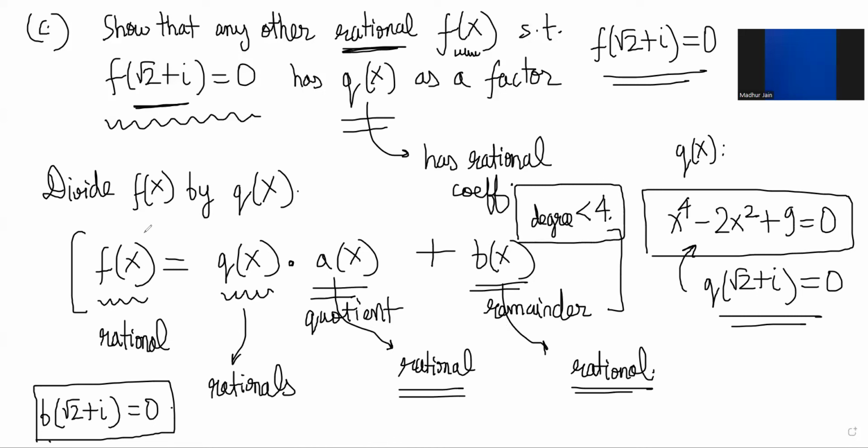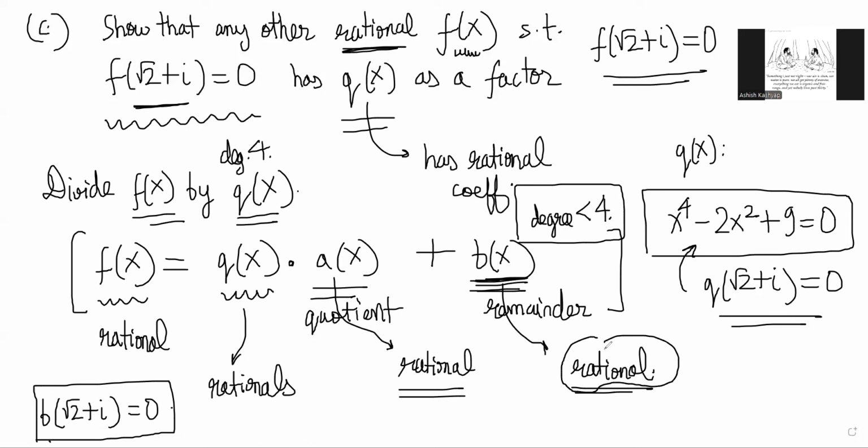You are dividing f(x) by q(x). Q(x) has degree 4, right? So the remainder's degree will be 3 or less. And the remainder, we just said, has to be rational, right? So now we are getting that a rational polynomial with degree less than 4 has root 2 plus i as a root, which is a contradiction. We just proved that wrong in the previous part. Because in the previous part, if you remember, we showed that a degree 3 polynomial cannot have root 2 plus i as a root and be rational, right? Is it clear how everything is connected?